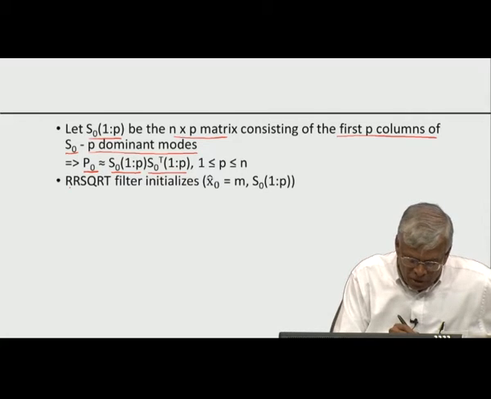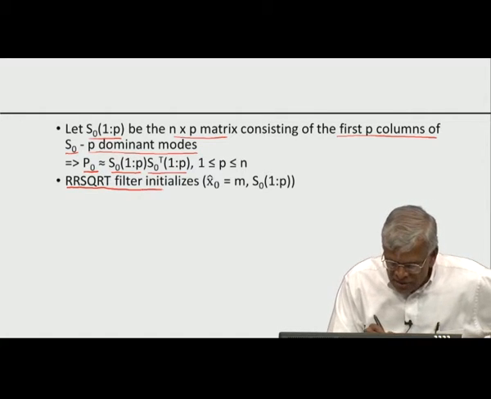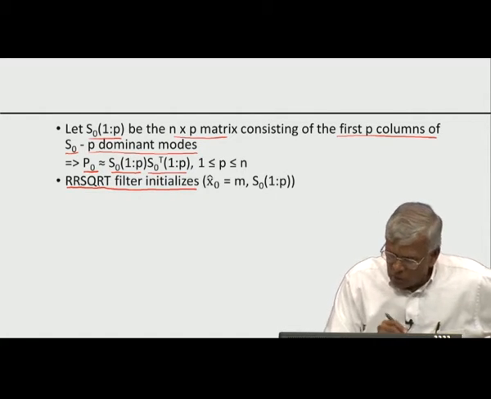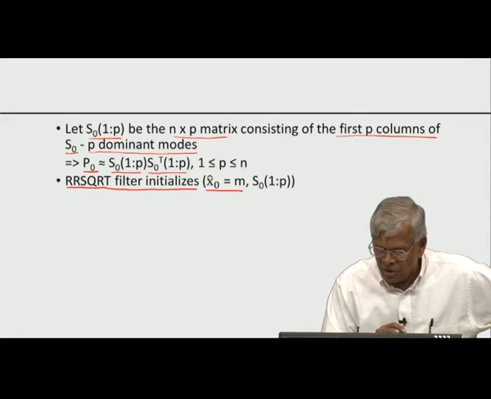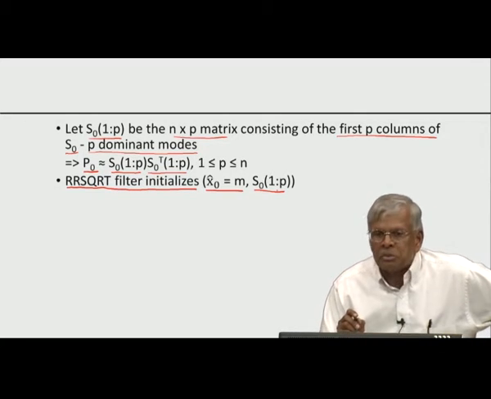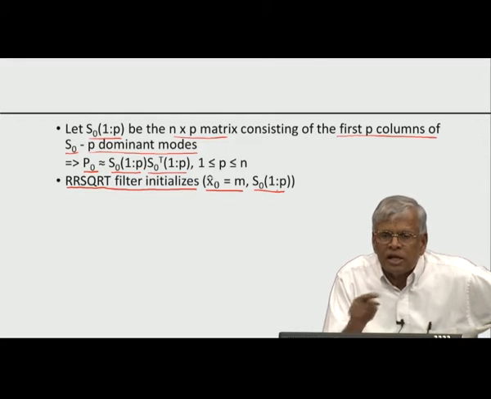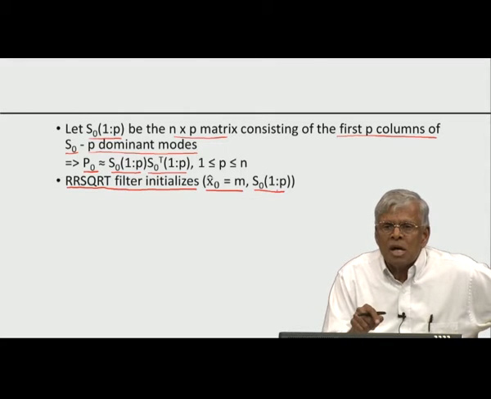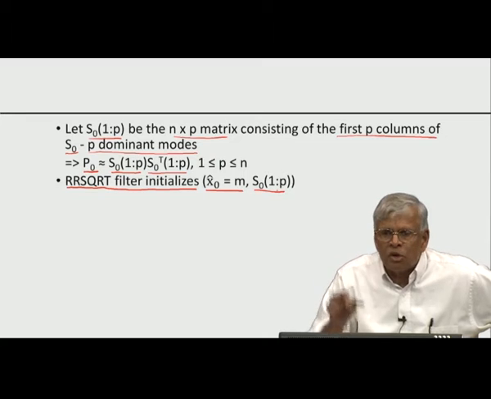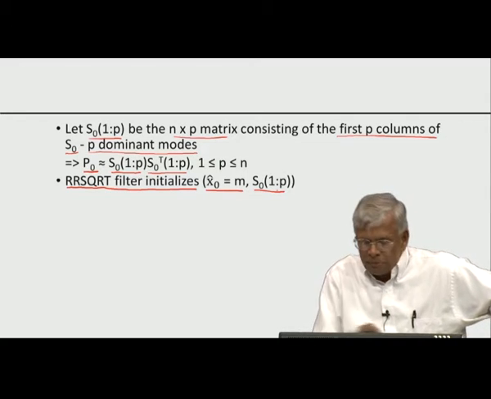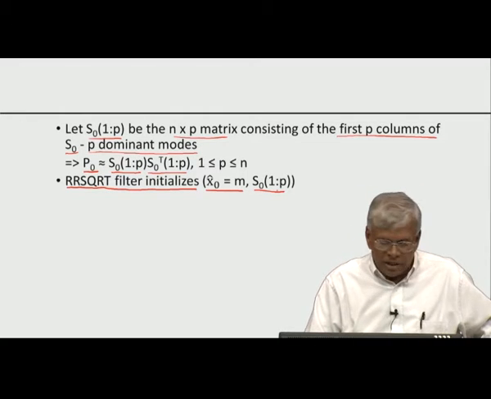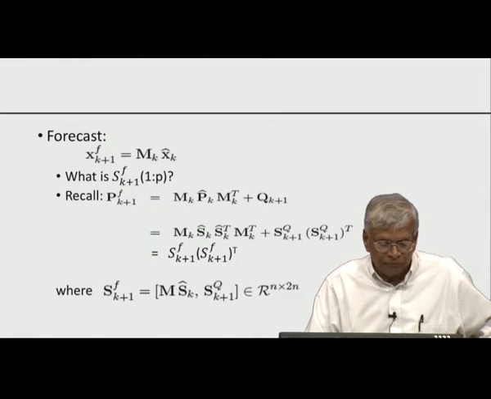So what is it that we are now going to do? We are going to initialize a reduced rank square root filter with the mean m. Instead of the full initial covariance square root, I am going to be talking about the first p dominant modes of the covariance square root. I hope you see the difference. This is a very beautiful idea.